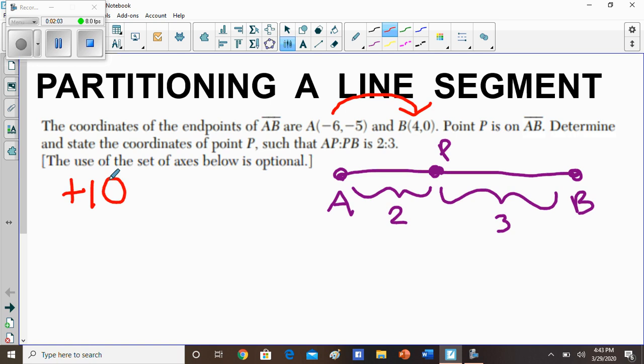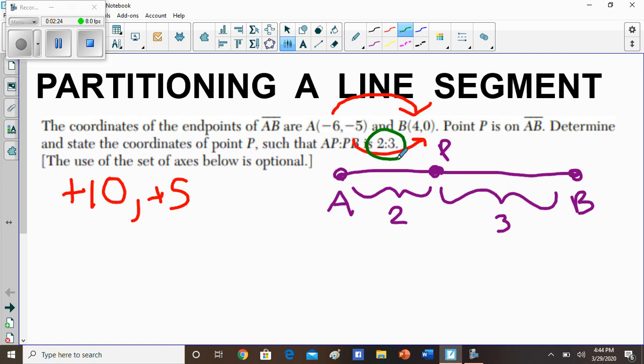Then to get from -5 to 0, you would add 5. So I'm going to put a +5 here. That's your difference. So again, first step, you always find the difference. After you find the difference, you're going to multiply the difference by a fraction. The fraction comes from the ratio.